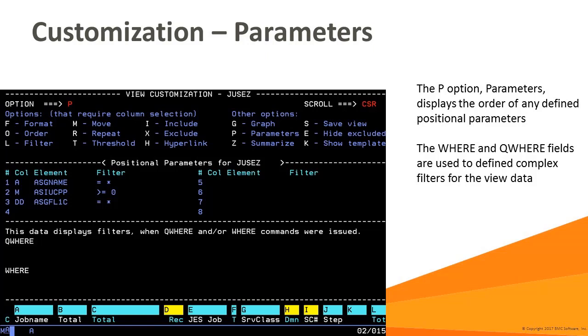The Parameters option, P, is used to display existing positional parameters and specify complex filters via where and QWhere clauses. Where and QWhere allow many operations not supported for simple filters. There'll be more discussion on where clauses later in this session.